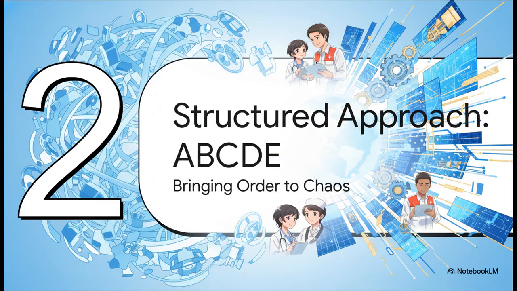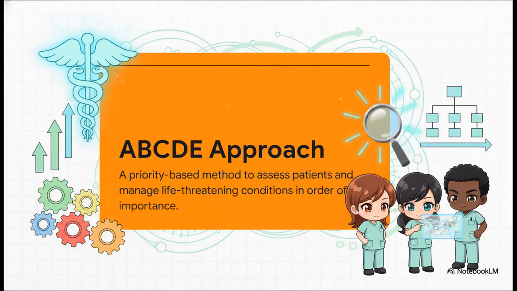Okay, so that's the problem. How do medical teams cut through that chaos? They rely on a system that's been tested and refined in emergency rooms all over the world. And that system is the ABCDE approach. At its heart, it's a priority-based method. It's designed to do one thing, and do it really, really well. Find and manage the conditions that are the most immediate threat to life, in the right order. It takes this huge, overwhelming crisis and breaks it down into manageable steps.